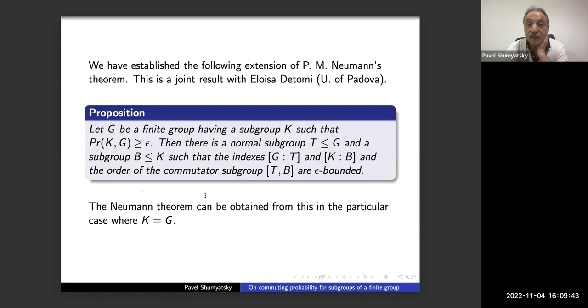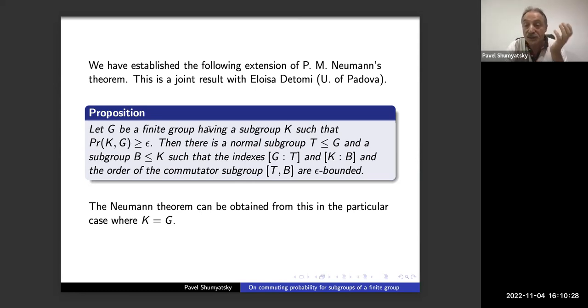The result that I would like to talk about was obtained in joint work with Luisa De Tomi from the University of Padua. It says that if G is a finite group having a subgroup K whose commuting probability in G is at least epsilon, then there is a normal subgroup T in G and a subgroup B in K such that the index of T in G, the index of B in K, and the order of the mutual commutator subgroup of T and B are all bounded in terms of epsilon only. In particular, Peter Neumann's theorem can be obtained from this as a particular case when K is just G.